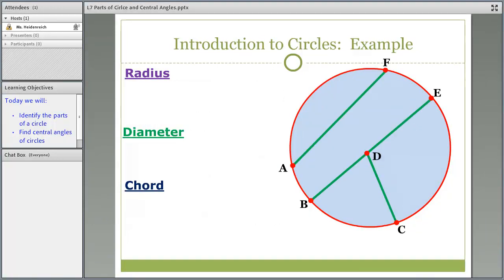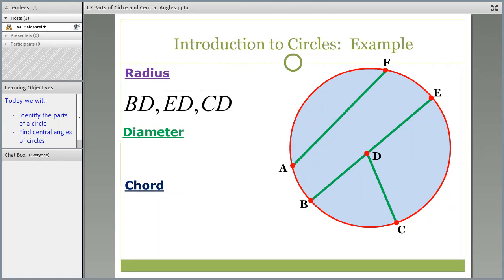All right, so we're going to practice identifying some radii. I'll let you know that radii is the plural form of the word radius. We're going to find diameters and then we're going to find chords. So first we'll start with a radius. So there's actually 3 different radii on this picture. So can you find them?